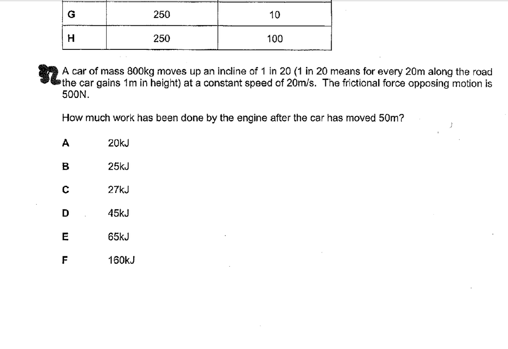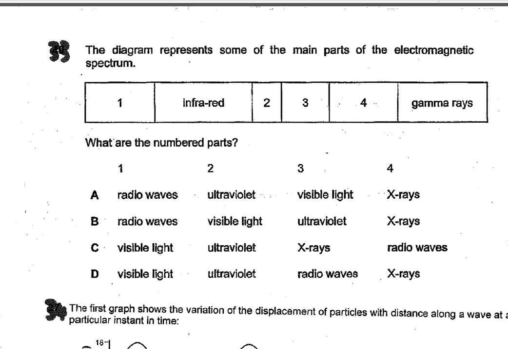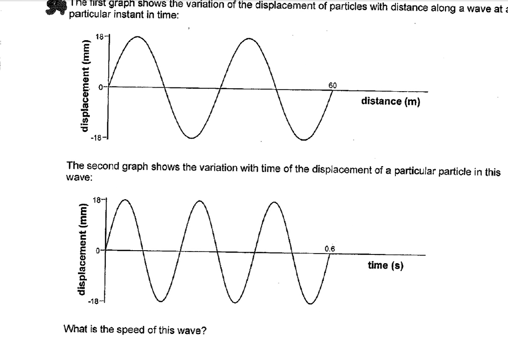So I would draw a triangle here, a clearly annotated triangle, so that you know what is going on with your height gained and with your distance moved against friction, because they're different. And then I guess you've got to add it together. So that's another tricky one. This looks easy. Electromagnetic spectrum, you just need to know it.